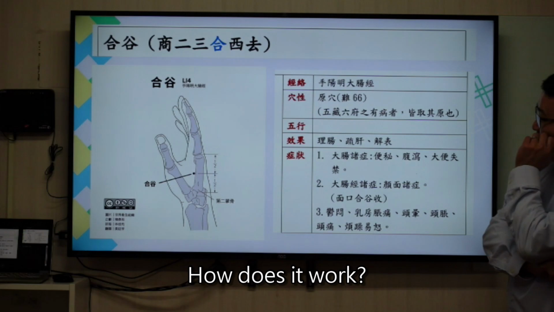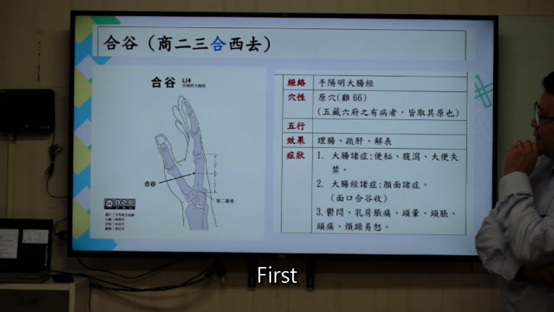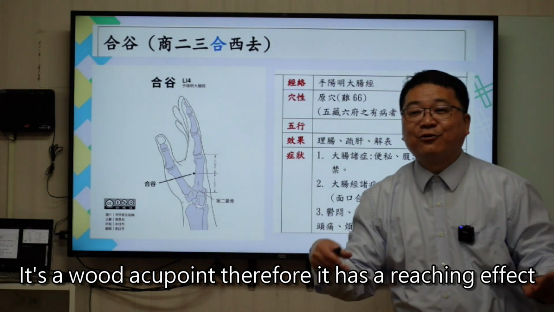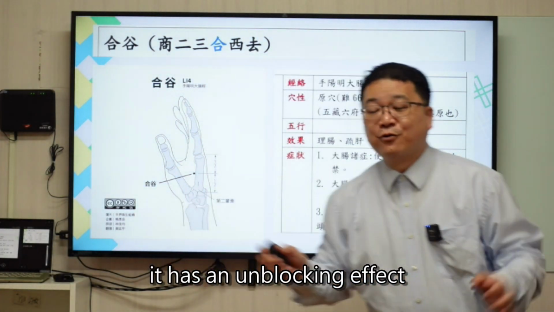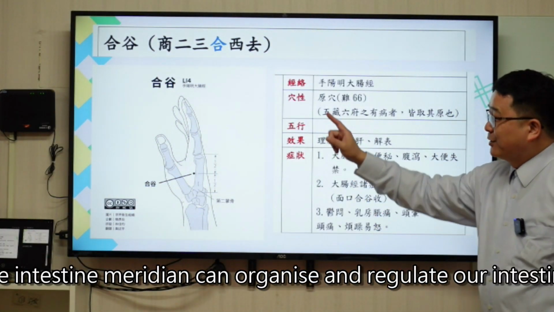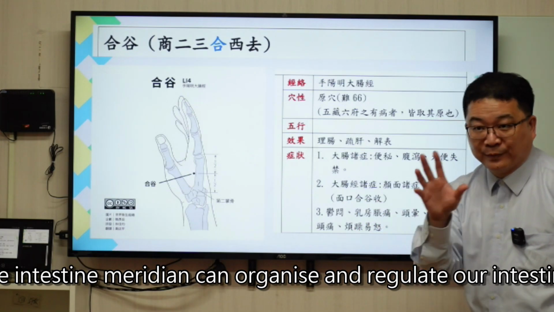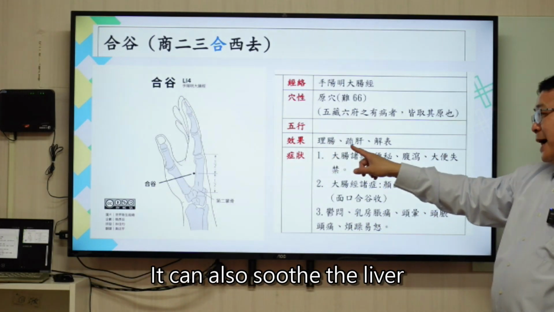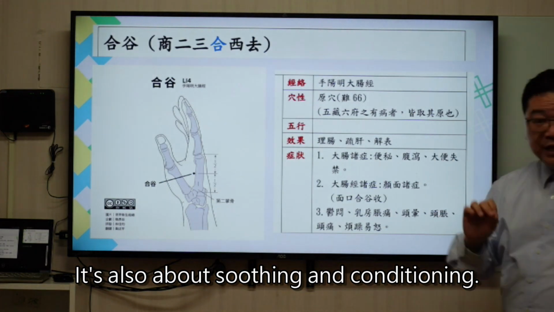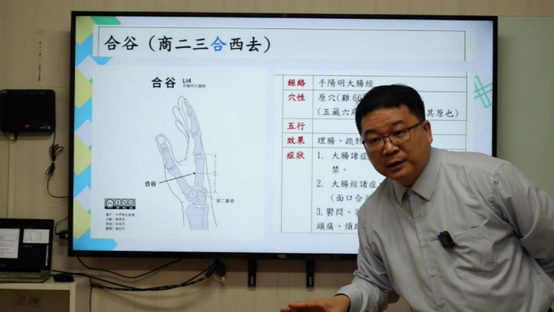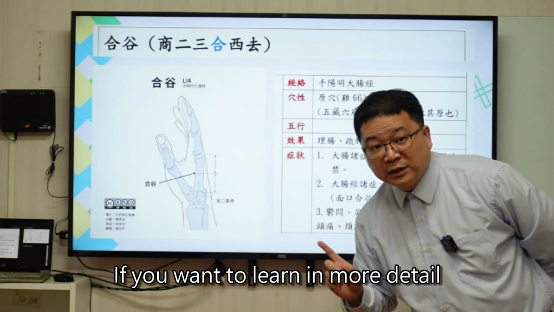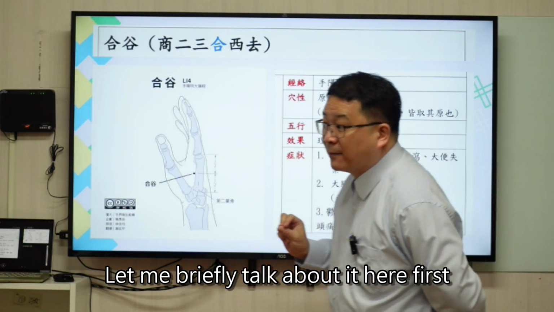How does it work? First, it's a wood acupoint, therefore it has a reaching effect. Like I just asked you, it has an unblocking effect. So it can manage the bowels, because the large intestine meridian can organize and regulate our intestines and stomach. It's mainly intestines. It can also soothe the liver. It's also about soothing and conditioning the liver. If you want to learn in more detail, let me briefly talk about it here first.